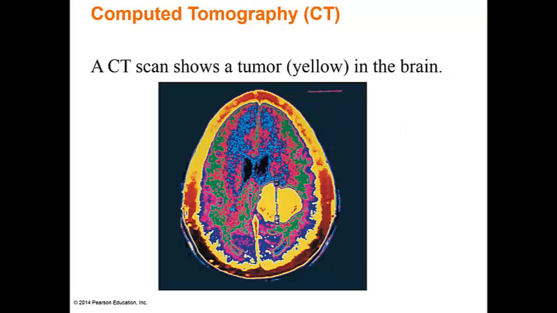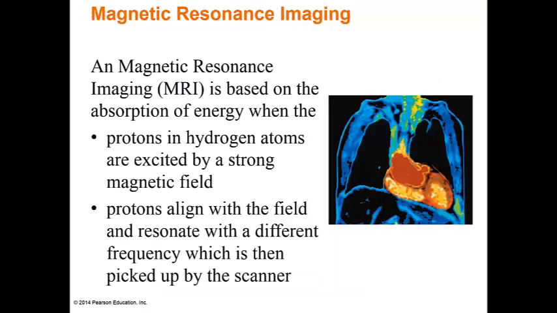So here's a CT scan showing a tumor in yellow in the brain. That is not an awesome thing. That is a very large tumor in comparison to the brain. But hopefully they'll have caught it quickly enough that they can do something about it.